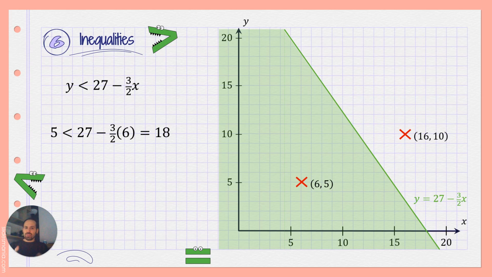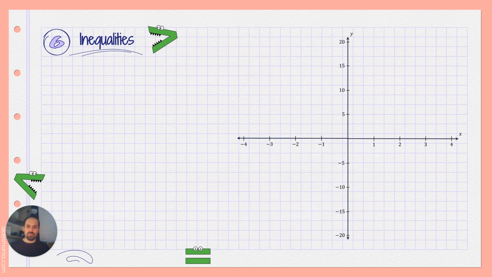So if I substitute in the point (6, 5) to that inequality, we get 5 less than 18, which is okay. Good. But if we put in (16, 10), I get 10 is less than 3, which is wrong. That's not true. So you can check that you've picked the right region. So we can take another example like this.